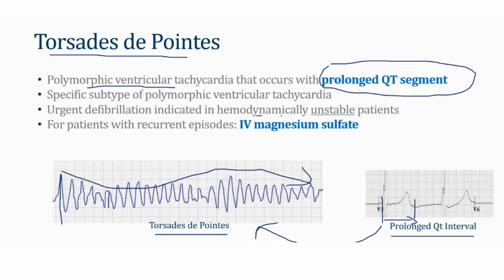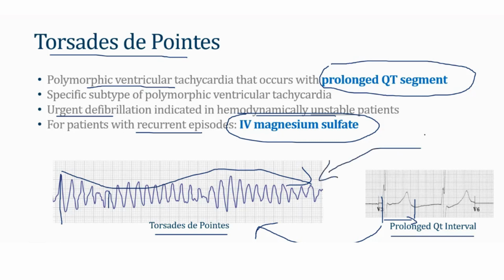If the patient is hemodynamically unstable, you administer urgent defibrillation. The one special thing about torsades that you should know, especially for your boards, is that when patients have recurrent episodes, you can treat this with intravenous magnesium sulfate. For reasons that are poorly understood, magnesium sulfate works to suppress Torsade de Pointes. This is the only arrhythmia where we use it. So in a board question of a patient having this arrhythmia who has a history of something causing their QT segment to be prolonged, the right answer is often magnesium sulfate.